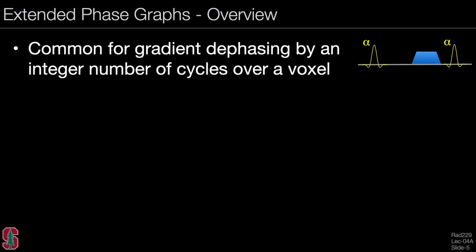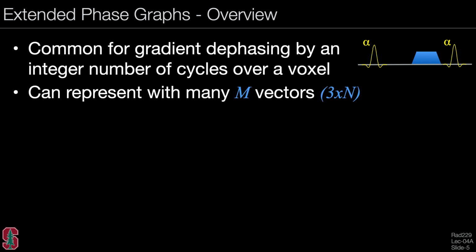We now give an overview of extended phase graphs. It is very common in MRI to use a gradient that dephases by an integer number of cycles across a voxel. We can represent this in simulations by using many m vectors, or a 3 by n array, and we can use the simulations that we saw in the previous lecture.